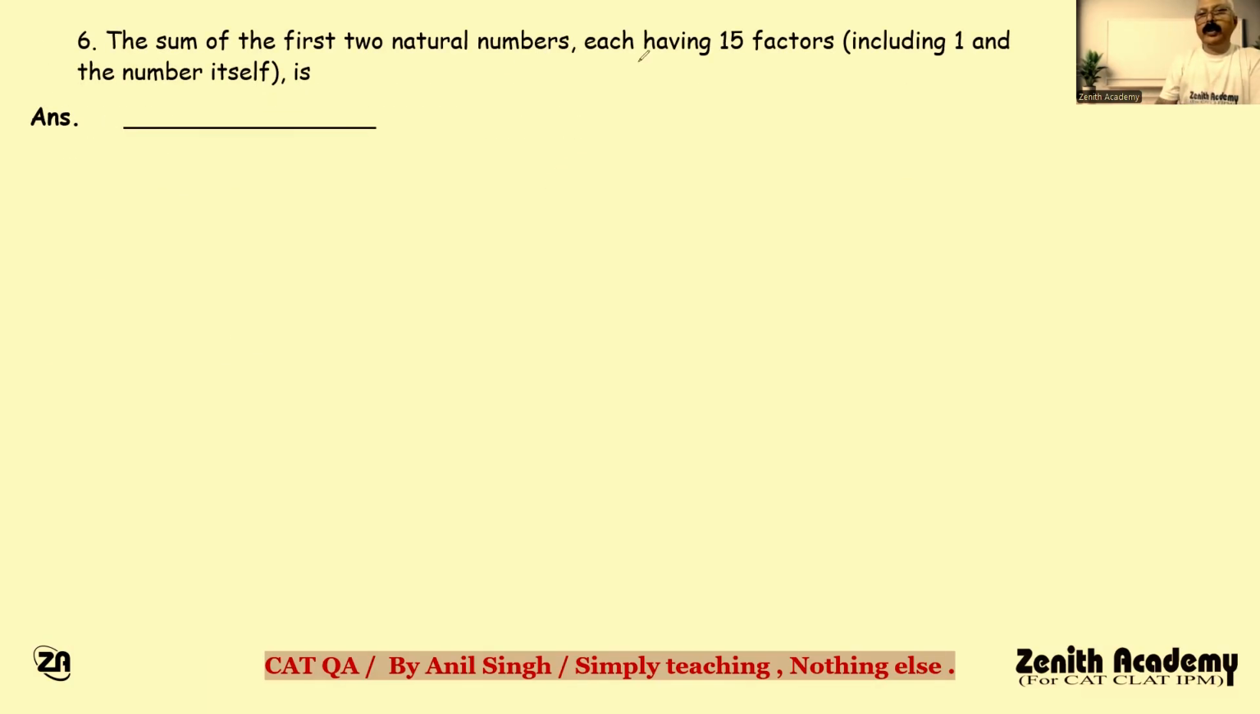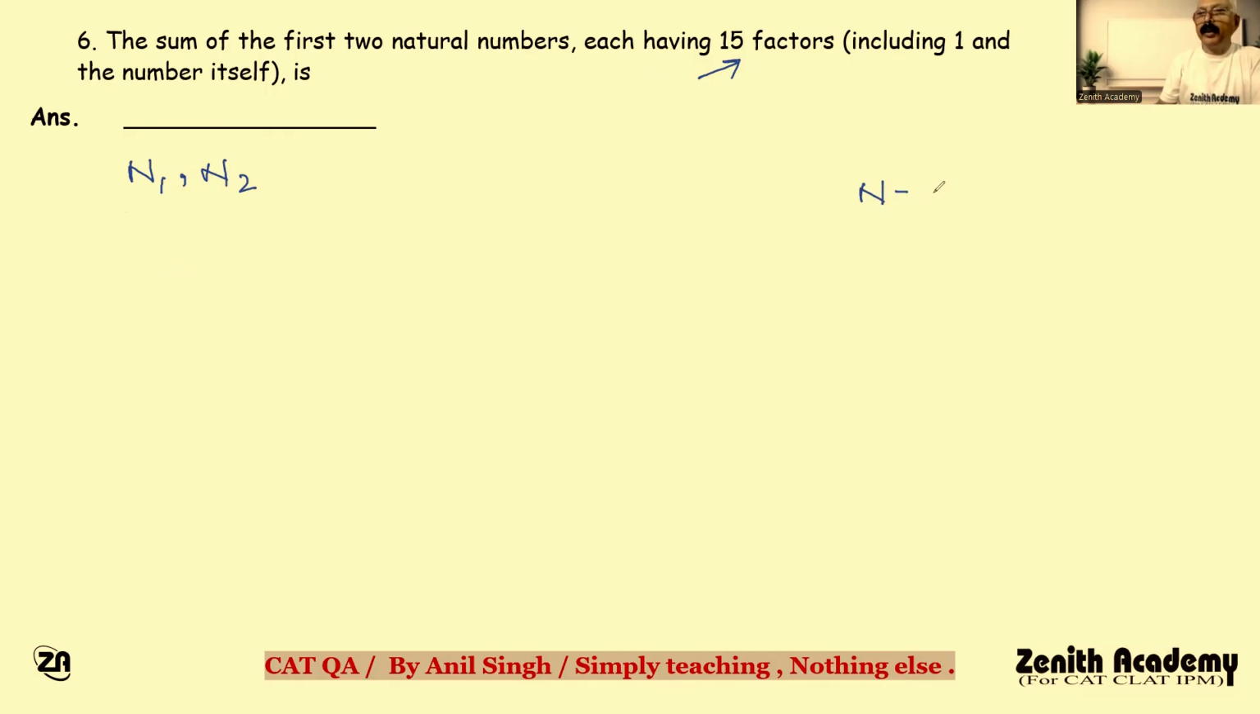Here, the sum of the first two natural numbers, each having 15 factors, including one and the number itself, is to be found out. So let us take the first natural number as n1 and the second natural number as n2. Each has 15 factors. Look here, there is a formula.